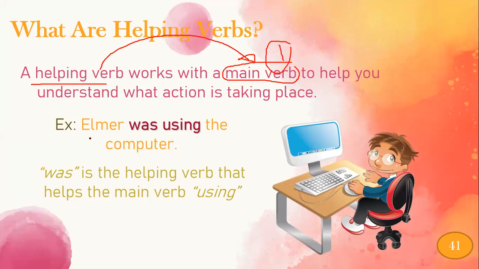Example. Elmer was using the computer. What is the verb here? Was using. Let's see which one is the helping and which one is the main. Let's cross out one of them. If I say Elmer was the computer, do you understand?